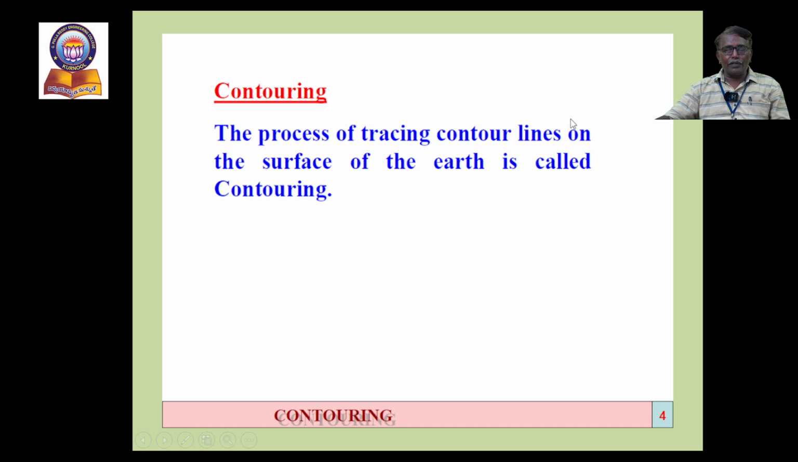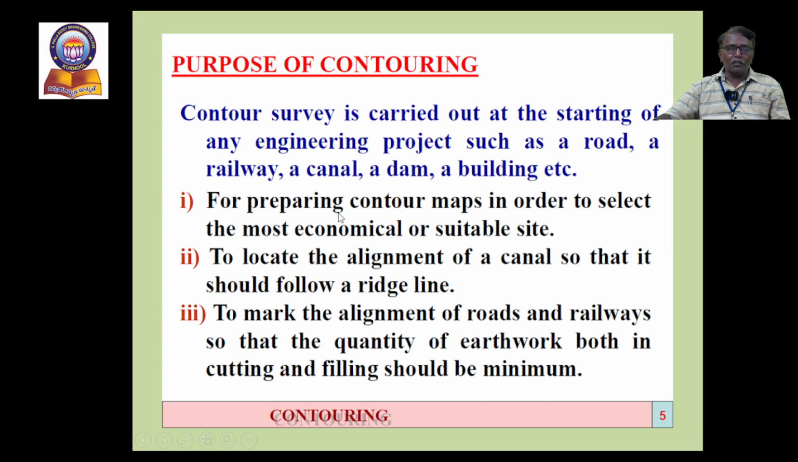The process of tracing contour lines on the surface of the earth is called contouring. So measurement of these contour lines on the surface of the earth is known as contouring. The purpose of contouring in surveying: a contour survey is carried out at the starting of any engineering project such as a road, a railway line, a canal, a dam or a building. So for doing all these projects, a contour map is essential. We'll see each purpose clearly.